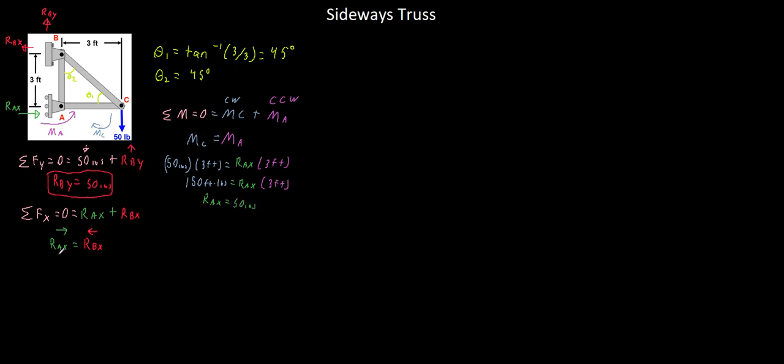And if RAX is 50 pounds going to the right and RBX equals RAX, we can plug this in right here, and we can say that RBX equals 50 pounds as well. So as you can see, we just turned it sideways, but nothing really changed. We still follow the same first 2 steps for solving for our reactionary forces and solving for the truss.